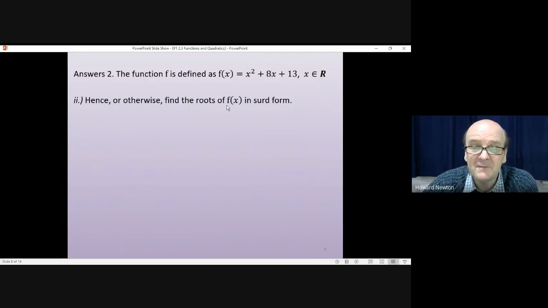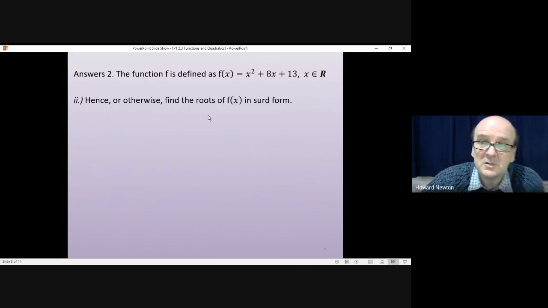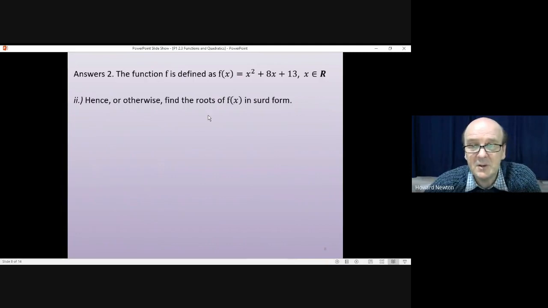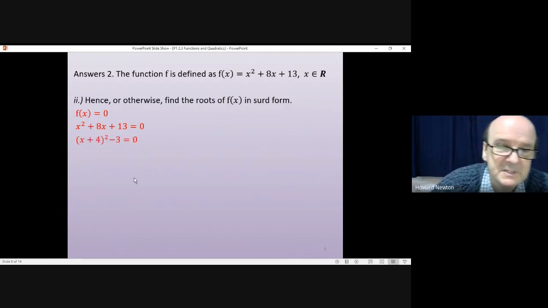Finding the roots of f of x means finding the solutions of when the function is equal to 0. In surd form means we'll be leaving square roots in the answer, not writing a decimal. So to find the roots, we say f of x has to equal 0. That is f of x, x squared plus 8x plus 13. That has to equal 0. That we need to solve. This is where the hence bit comes into play.